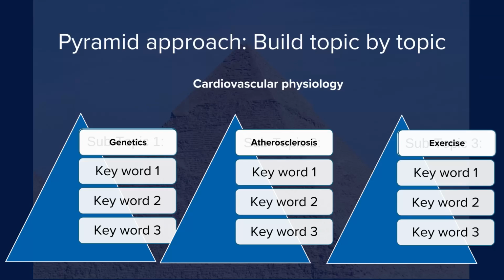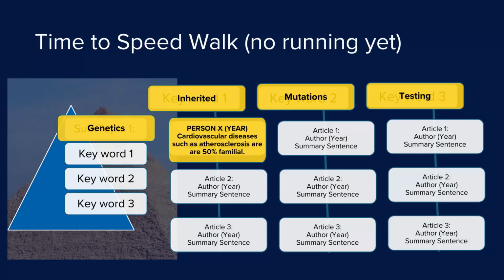But connecting to the cardiovascular physiology, I had to start to narrow my focus a little bit under each of these topics. So one thing to think about when you pick one of those pyramids, let's start with genetics, the one on the far left. There are perhaps three keywords, right? We talked about looking at those keywords across journals when you search for them and you start to put them together. Let's say that I decided that inherited, mutations, and testing were the three keywords that I found most commonly across the literature that I found.